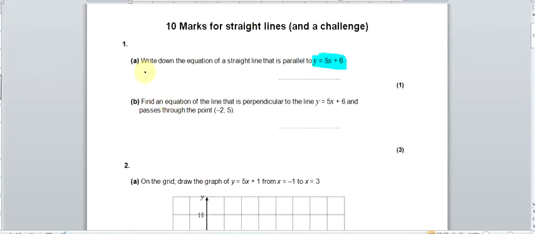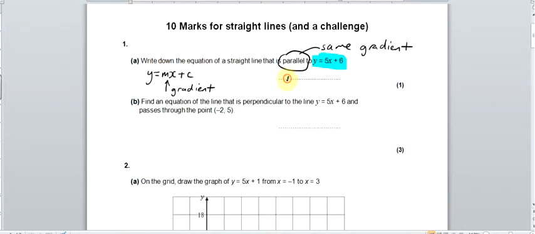Nice and straightforward. We know that straight lines are y equals mx plus c. That bit there, the m, is the gradient. And if lines are parallel, that means they've got the same gradient. So we need the same number for m.